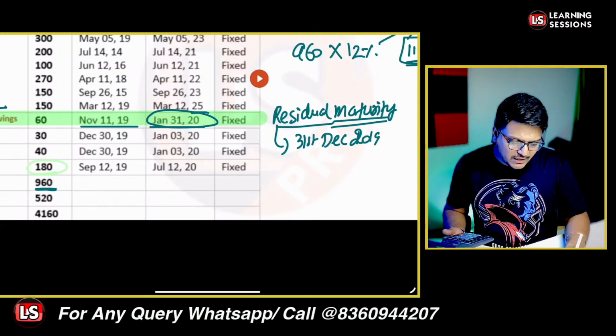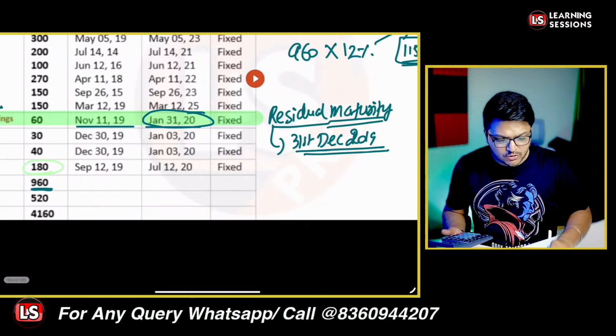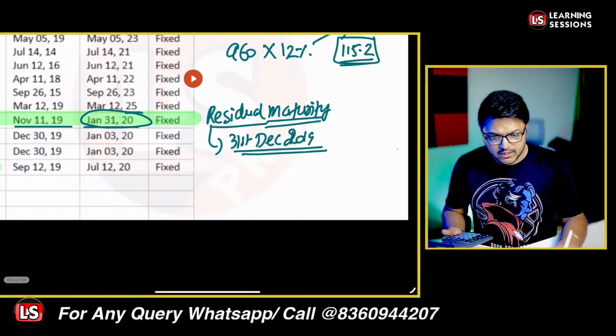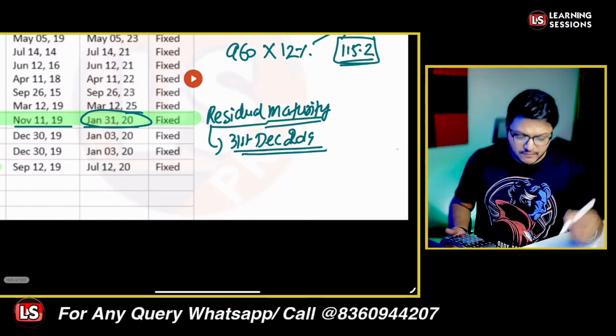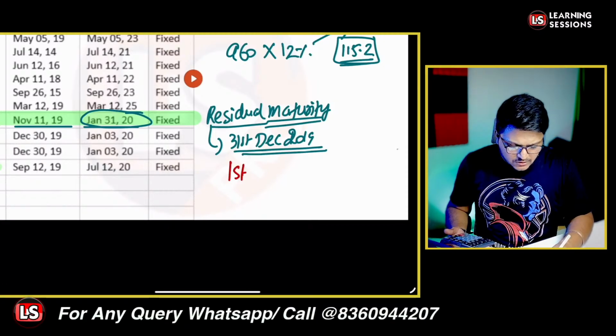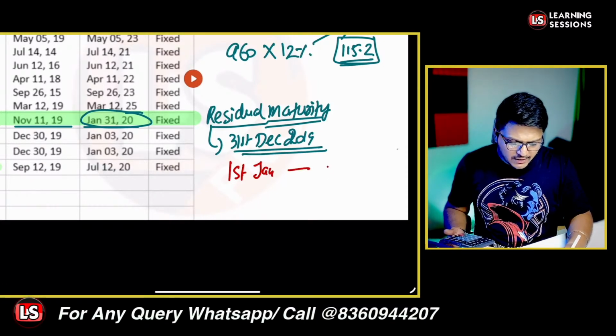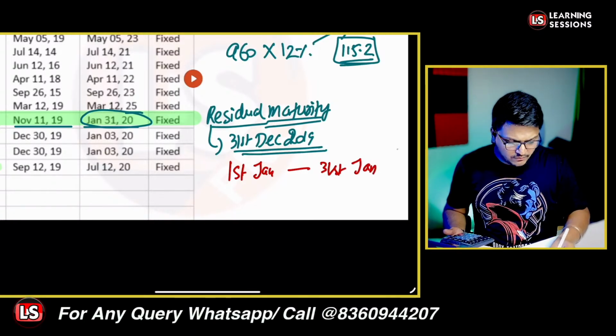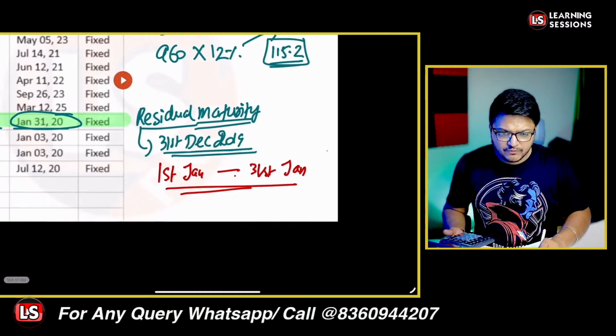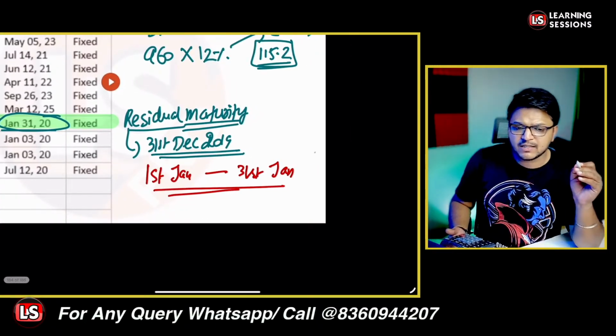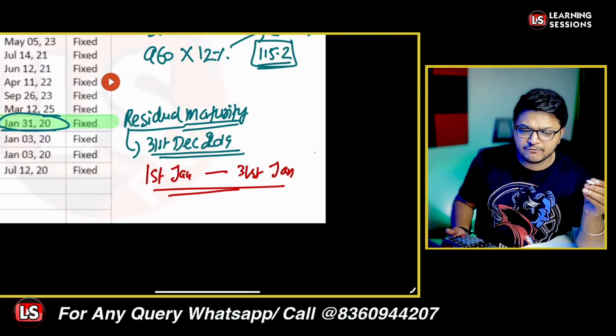From 31st December 2019, we have to consider the residual maturity, and further it will be from 1st of January to 31st of January over there. So we can say we'll be having the data under what particular buckets. We are having different buckets.